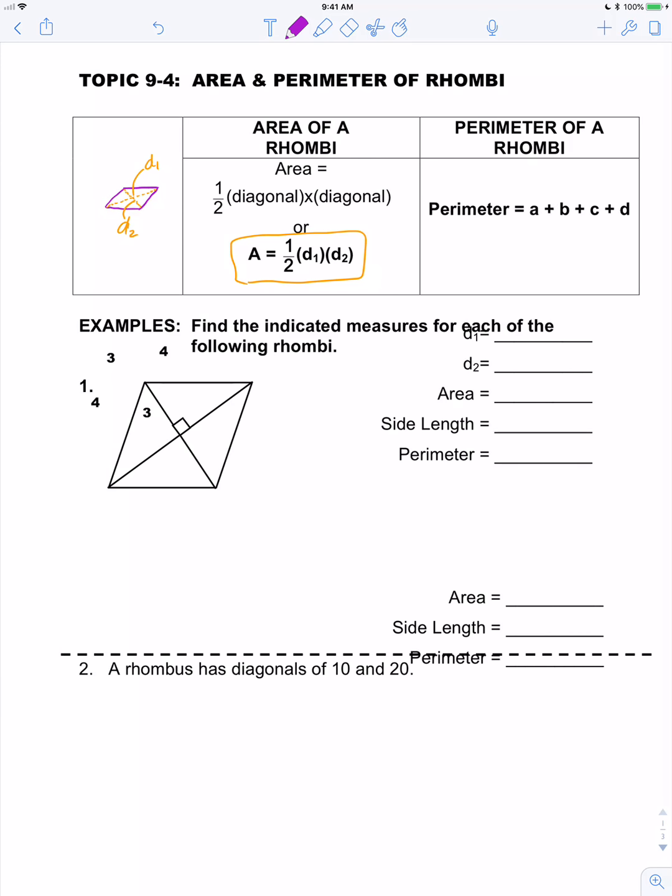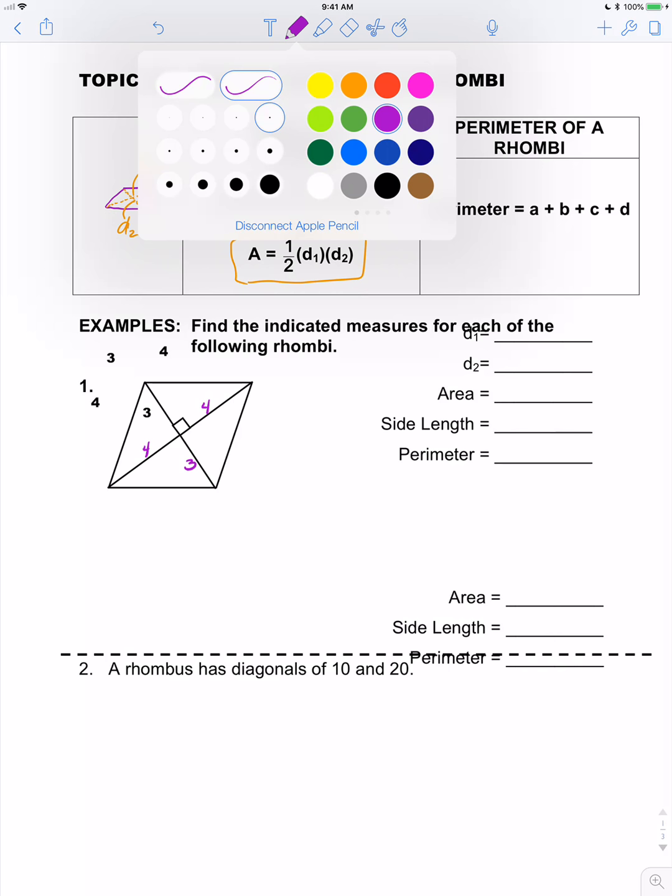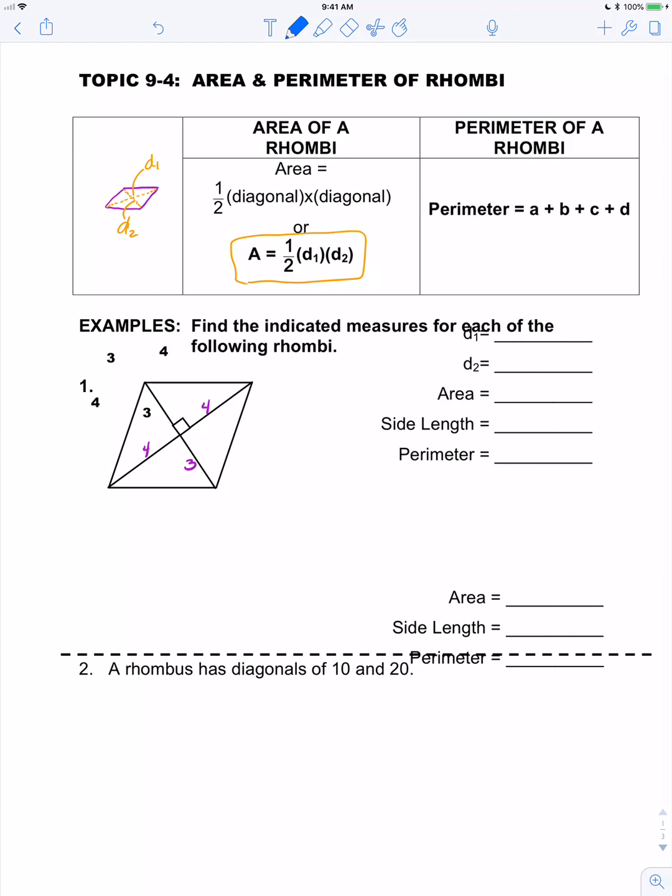So we're going to do a few examples, and I don't know why this turned out the way it did, but these numbers are supposed to be down here, so I'm going to fill them in. All right, that's what we're given, and we're supposed to find all the indicated measurements.